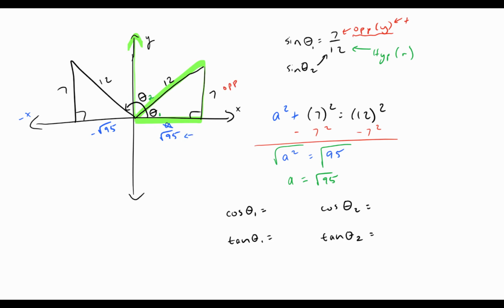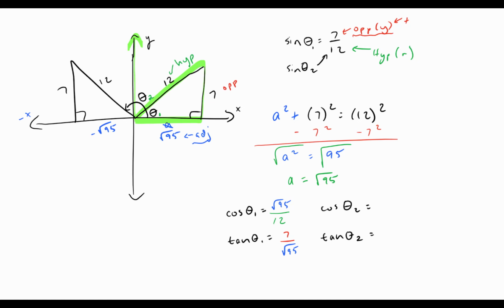I'll label all my sides. And then it's a simple matter of identifying the right sides and creating the correct ratios. So cosine is the adjacent side, square root of 95, over the hypotenuse 12. And tangent is just the opposite side, 7, over the adjacent side, the square root of 95.